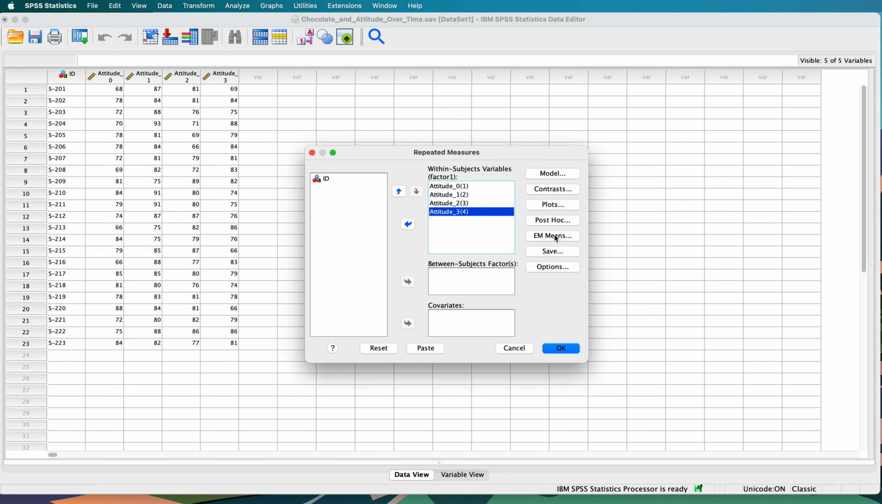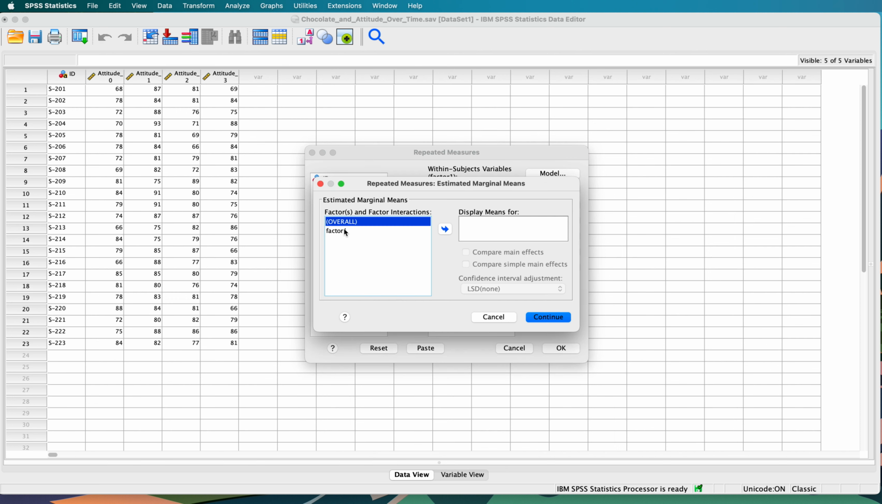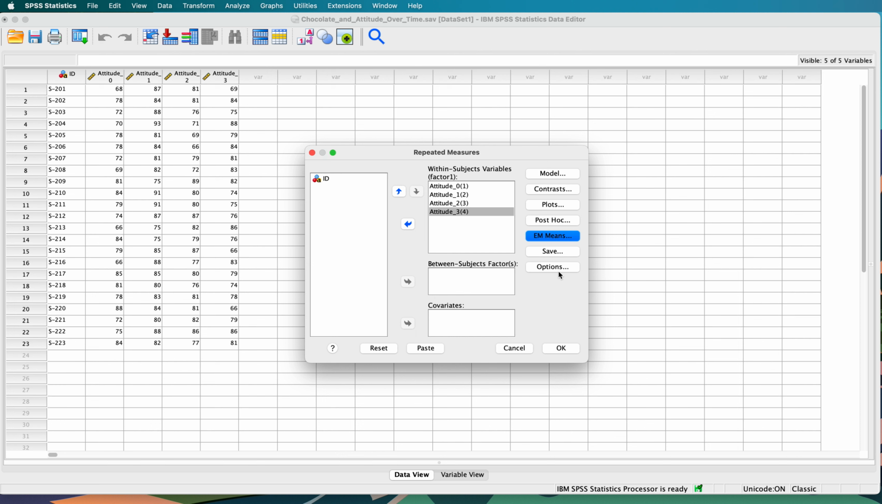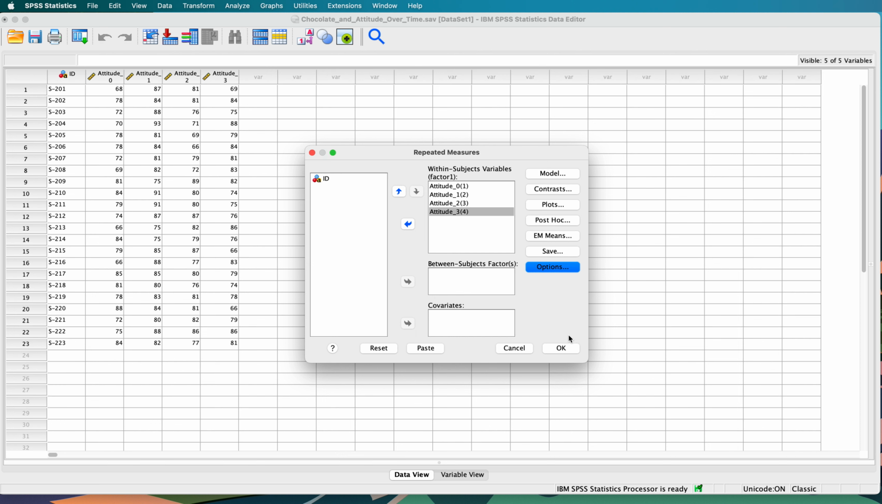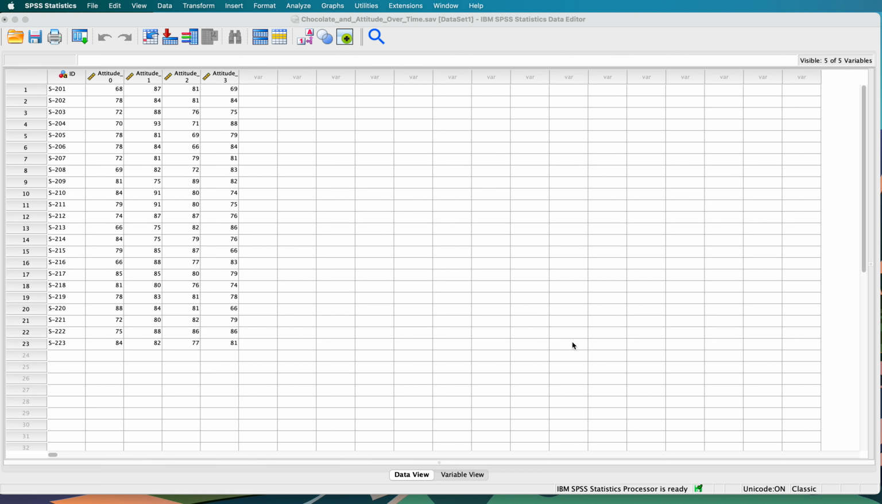And then we'll click on EM Means. And then we will move factor over, click compare main effects. Then click continue, and then click on options, and now we'll click on descriptive statistics, and continue, and then click on OK, and we shall see if it meets our criteria.